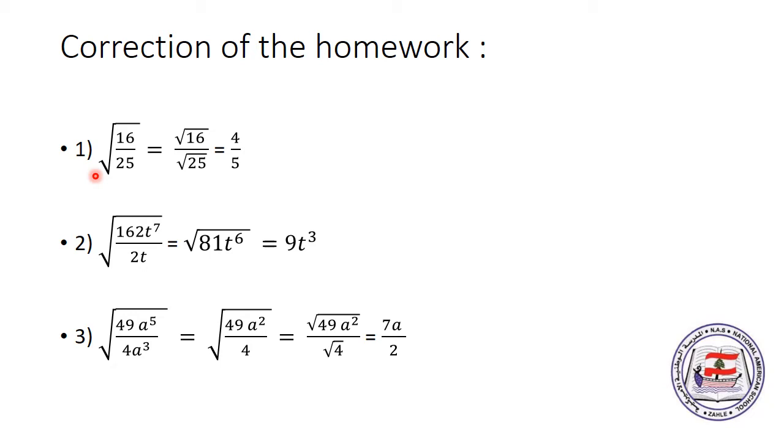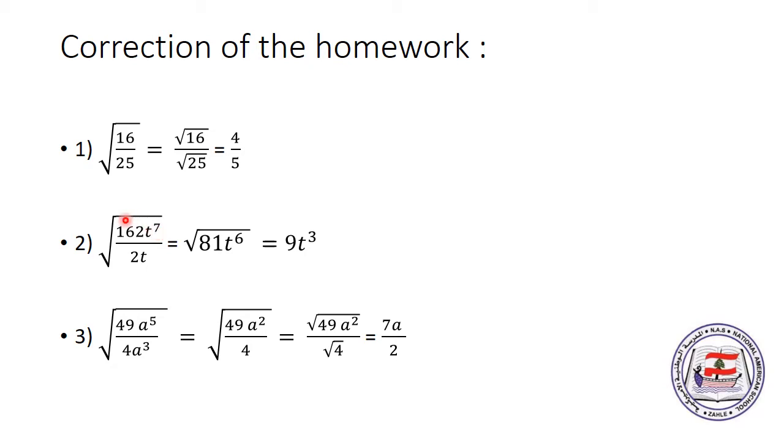Number 1, radical 16 over 25. We can write the radical in the numerator of the fraction and in the denominator, as the property states. So we write it radical 16 over radical 25. If we know that 16 is the perfect square of 4, we can directly write the answer 4. If we don't, we need to use a prime decomposition for 16. The same for radical 25. 25 is a perfect square of 5, so we can directly write 5. And we get 4 over 5 as the simplest fraction.